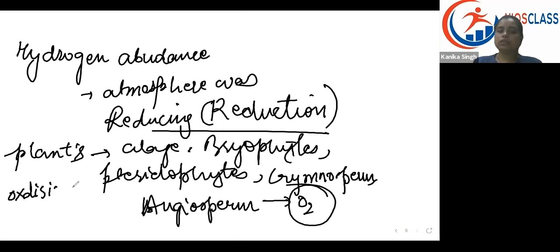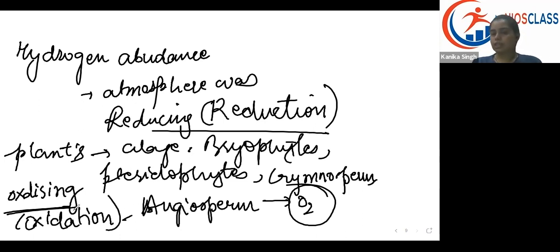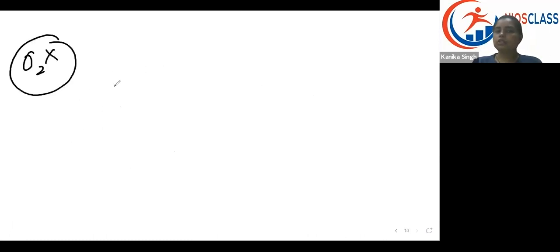oxidizing type. Okay, so first it was reducing type, and now it is oxidizing type, which means oxidation is taking place. So if I want to say that oxygen wasn't there on initial Earth, then mainly were the organisms aerobic or anaerobic? Rishikesh.